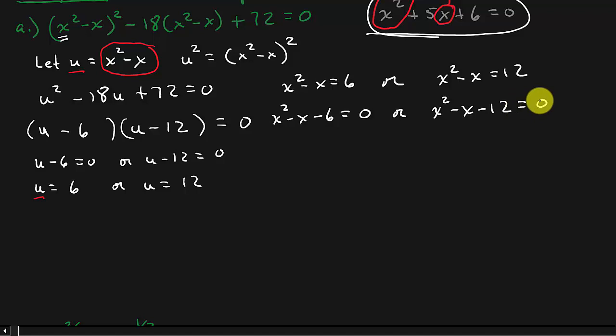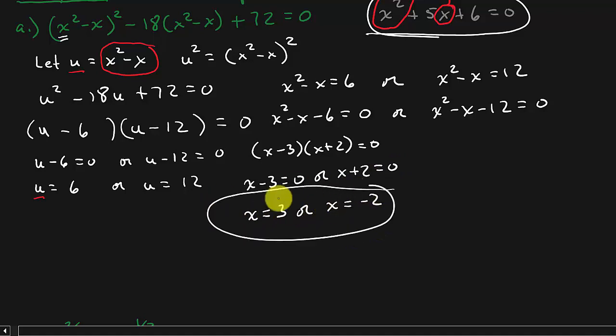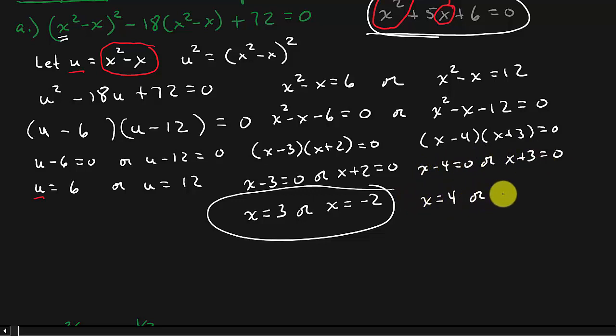All right. And then we factor. So we get x minus 3, x plus 2 equals 0. So x minus 3 equals 0, or x plus 2 equals 0. So x equals 3, or x equals negative 2. There's the answers there. And then this one, x minus 4 times x plus 3 equals 0. So x minus 4 equals 0, or x plus 3 equals 0. So x equals 4, or x equals negative 3.